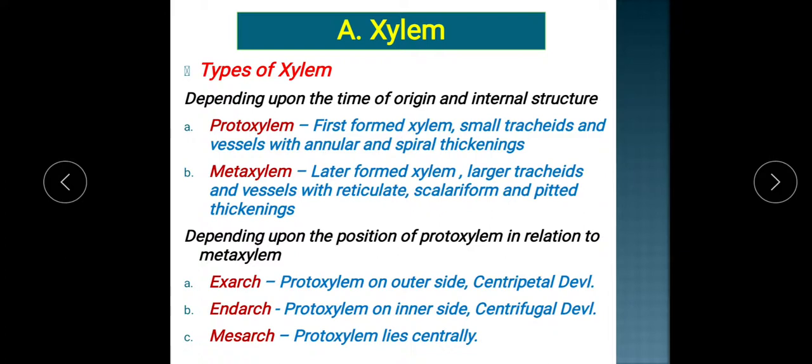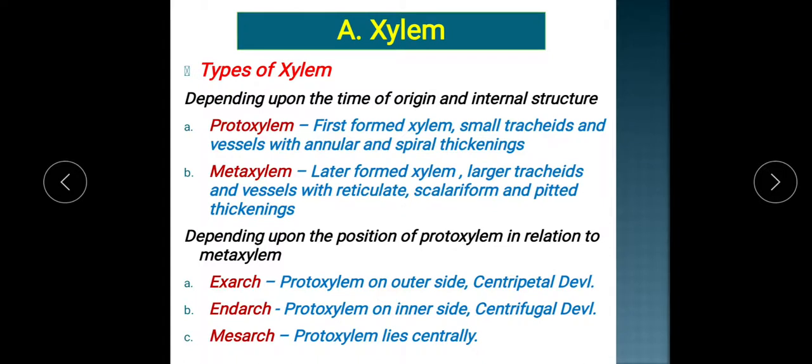Okay. Then the second one is endarch. Endarch means the protoxylem is present on the inner side, and the metaxylem is present towards the outer side. In exarch, the protoxylem is present towards the outer side, and the metaxylem is present towards the inner side. And when the protoxylem lies on the inner side, that type of development is called centrifugal development, meaning development away from the axis, and this type of xylem is observed in stems.